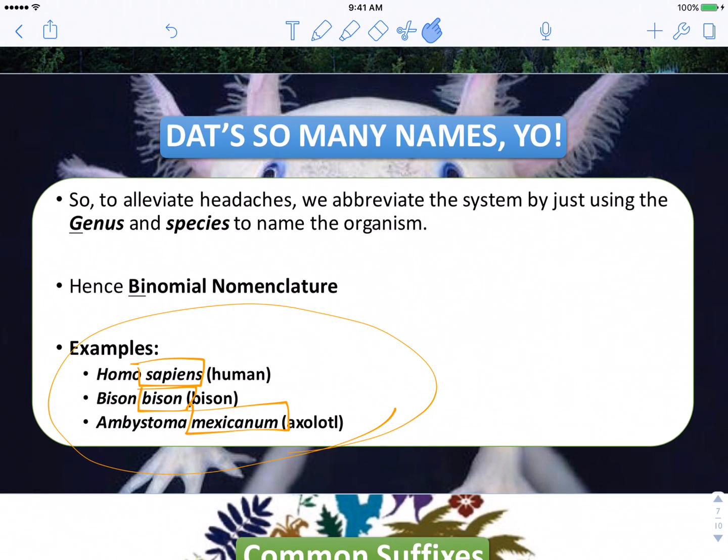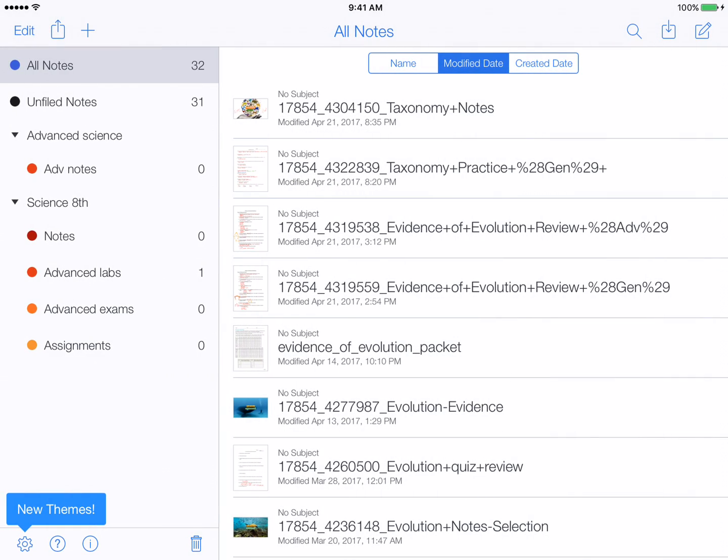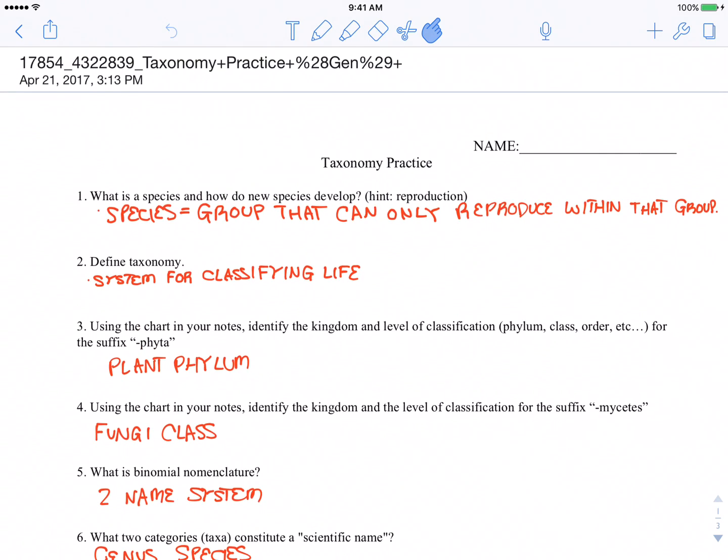So what we're going to do now is we're going to go to the taxonomy practice. Now what you see here is the key. So I'm going to go over some basic problems that people might struggle on. We're going to deal with 3 and 4 first.